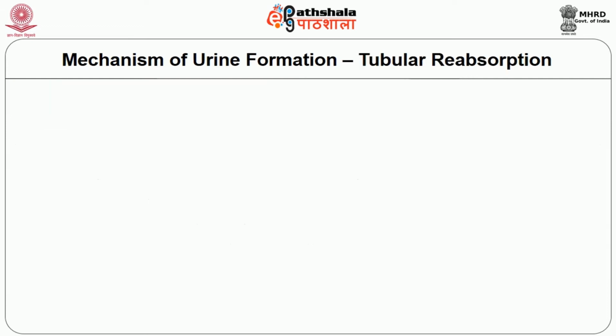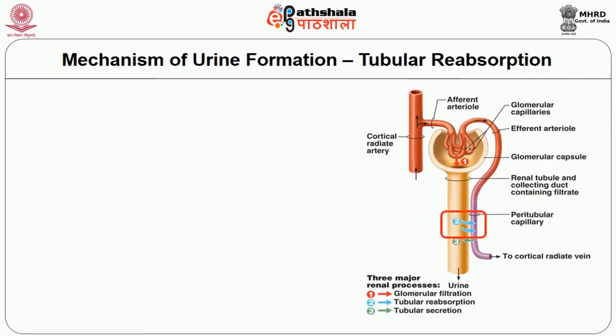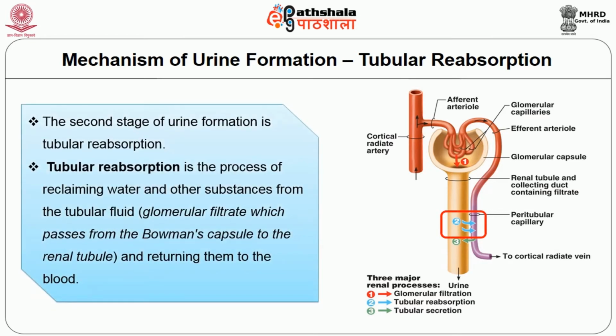millimeters of mercury. Now, we move on to stage 2 of urine formation, namely tubular reabsorption and secretion. The second stage of urine formation is tubular reabsorption and secretion. This involves removal and addition of chemicals after the glomerular filtrate leaves the Bowman's capsule and enters the renal tubule.